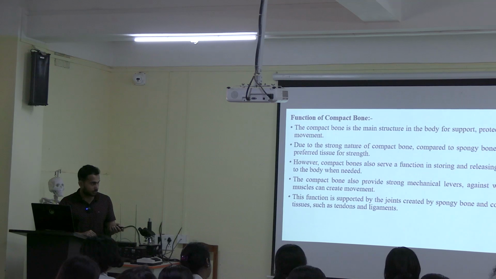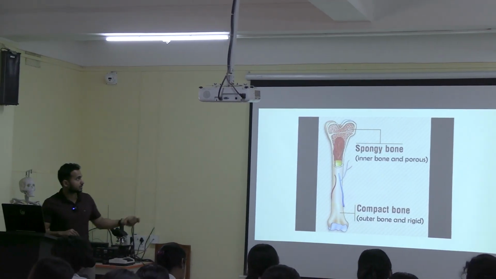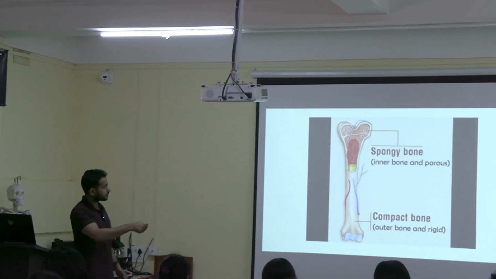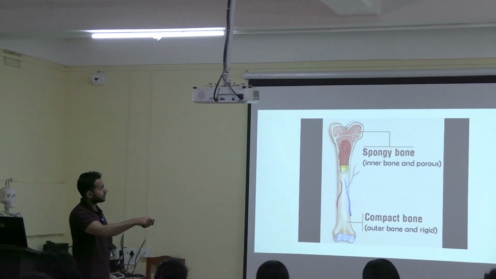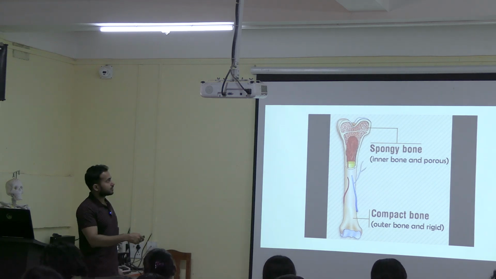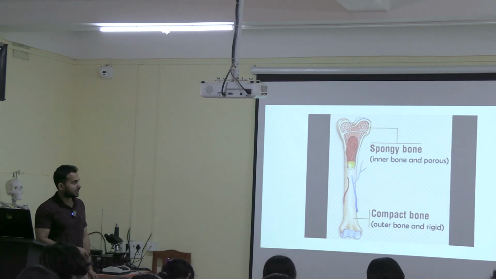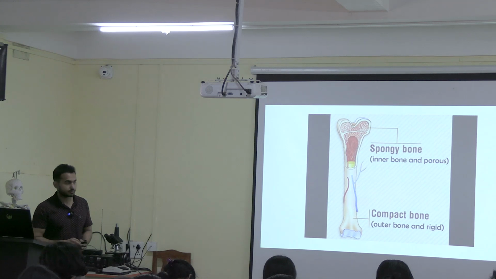Next, here you can see another diagram which I have shown. This particular part is the compact bone. And this interior which you can see over here is the spongy bone. If you see the appearance, the spongy bone is porous in nature, and the compact bone, the outer bone, is rigid or ivory-like.